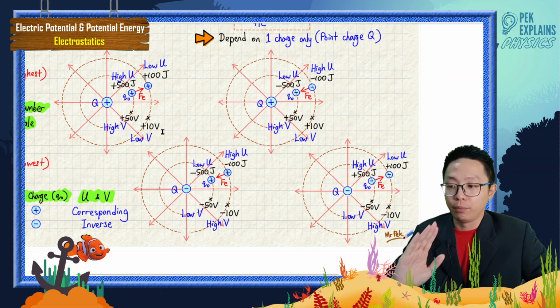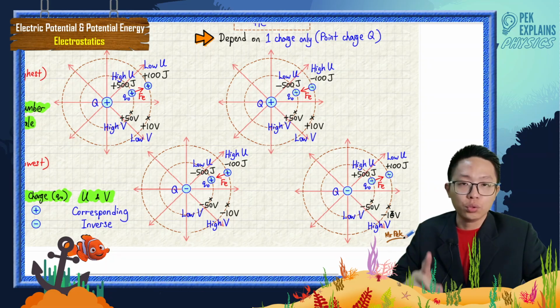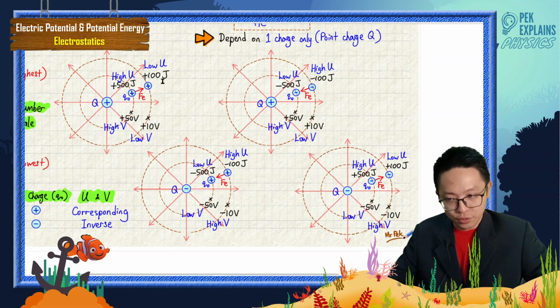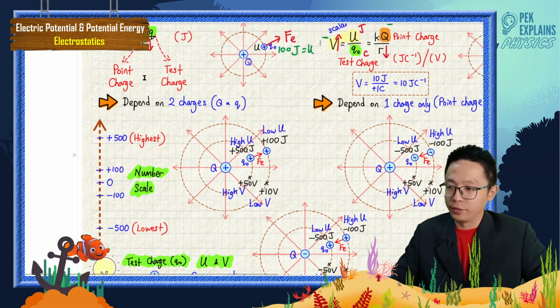Now, enough of the potential. Just now we talked about potential. Now I want to dive even deeper into electric potential energy, which is this one. This becomes a bit confusing for some of you, but after my explanation, you will understand more. Okay, so please listen carefully.